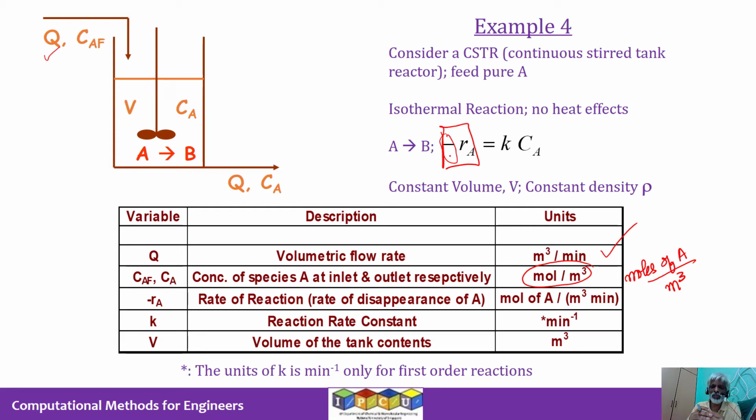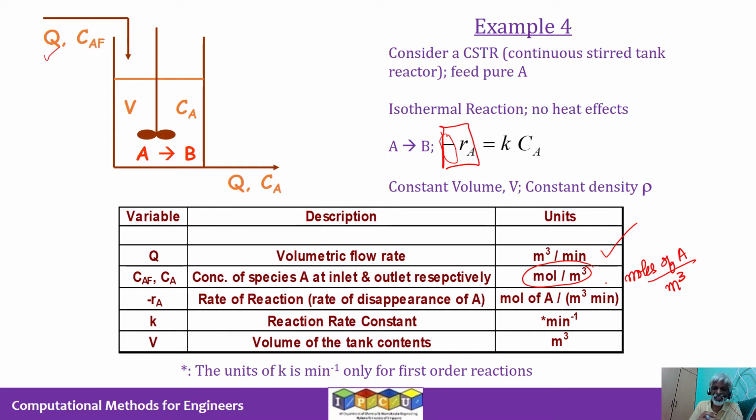So the units of rate of the reaction is always moles per meter cube per minute. Always. Whatever be the system, the rate of the reaction is expressed in moles per meter cube per minute. Here it is about species A, and therefore we denote the rate of the reaction or the rate of disappearance of A to be moles of A per meter cube per minute. That means if I have 1 meter cube of material, this many moles of A will get converted into B every minute. That is the idea.